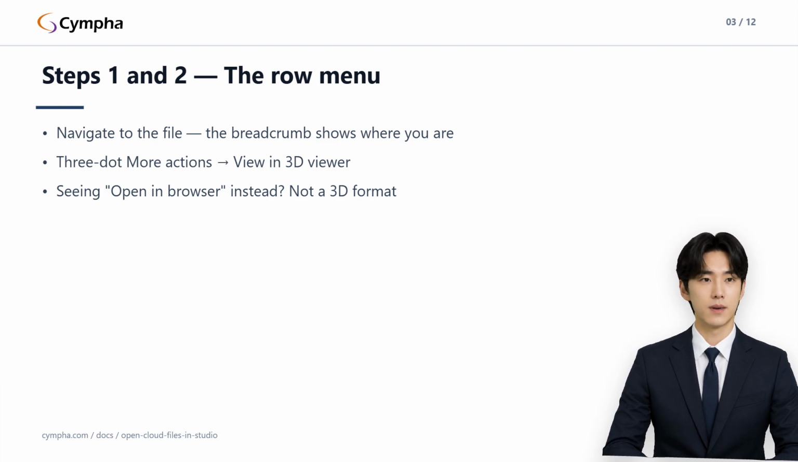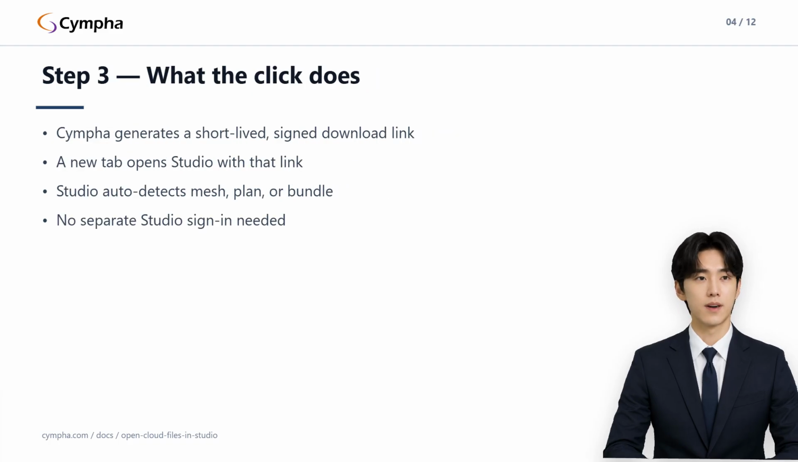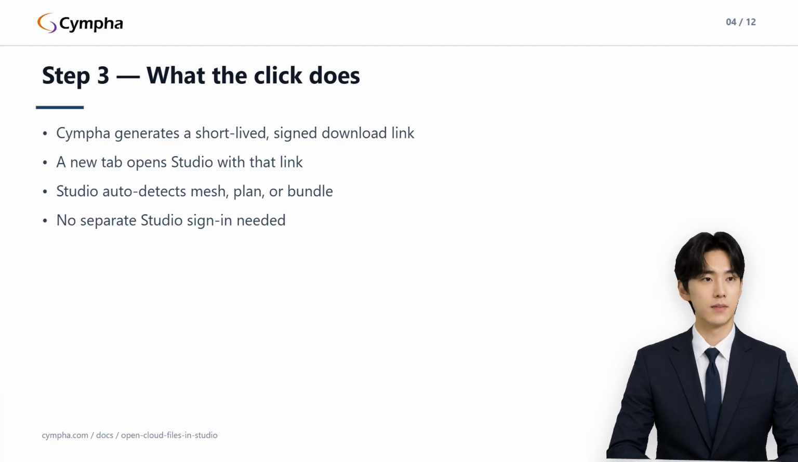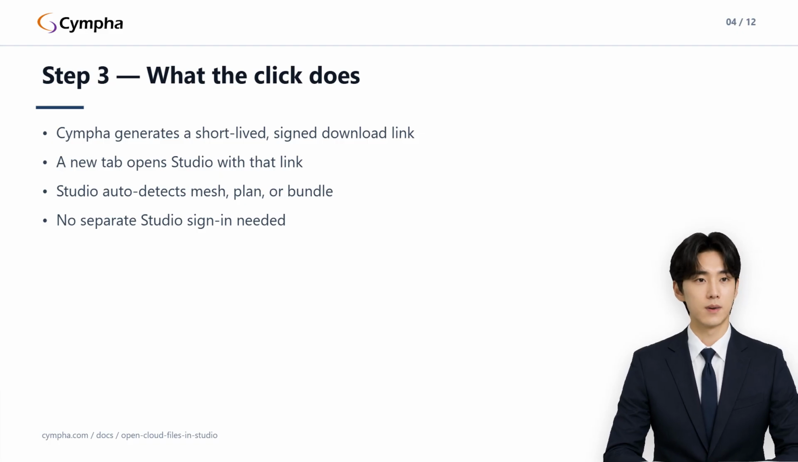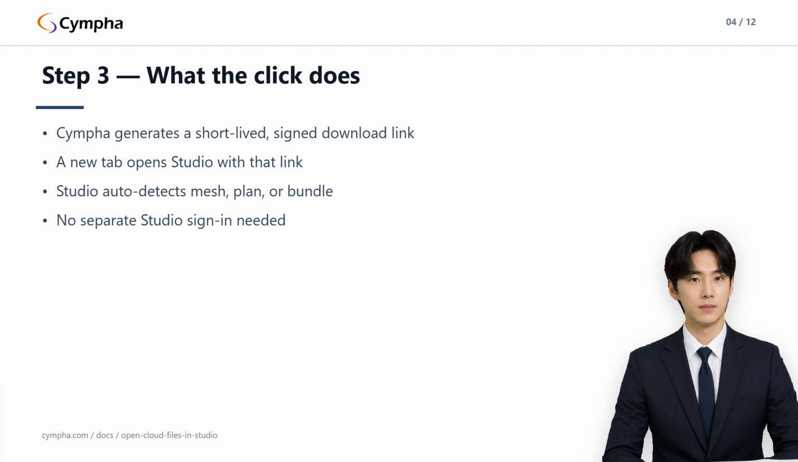Click View in 3D Viewer, and 2 things happen in quick succession. First, Cympha generates a pre-signed download link for the file, an authenticated, expiring address straight to your storage. Then a new browser tab opens Studio's Open a Model entry with that link, and Studio auto-detects what it's been handed, a mesh, a treatment case, or a project bundle, and dispatches to the right loader. Notice what you didn't do: sign into Studio. The file is served through the sign link, not through Studio's own authentication, so the viewer just opens. If the file is large, a CBCT, a complex project bundle, Studio shows a loading state while the data streams in. Give it a moment.